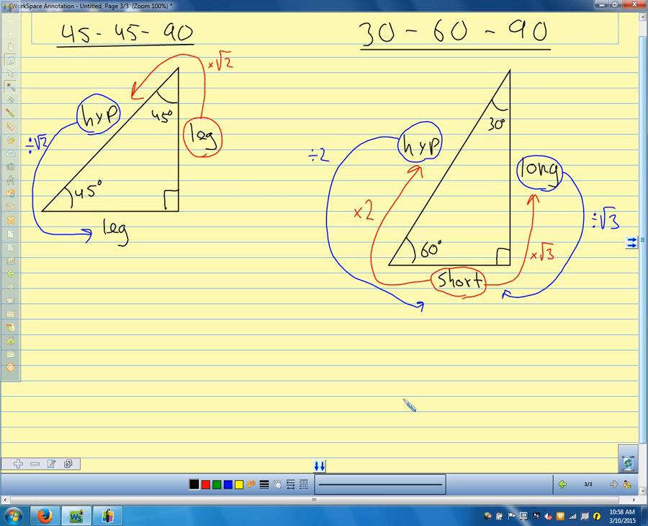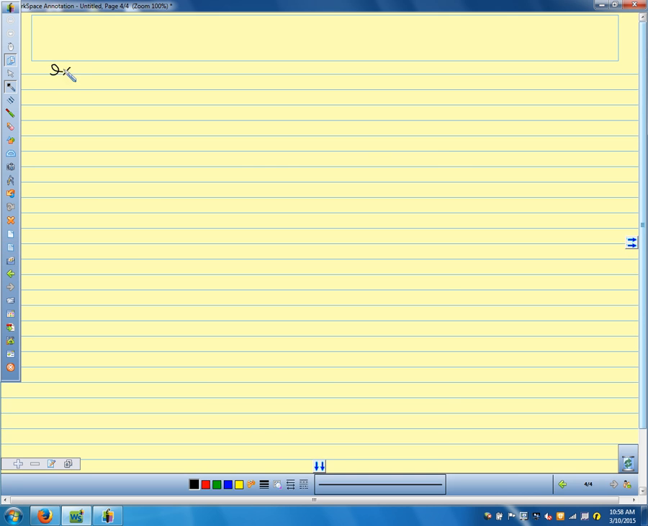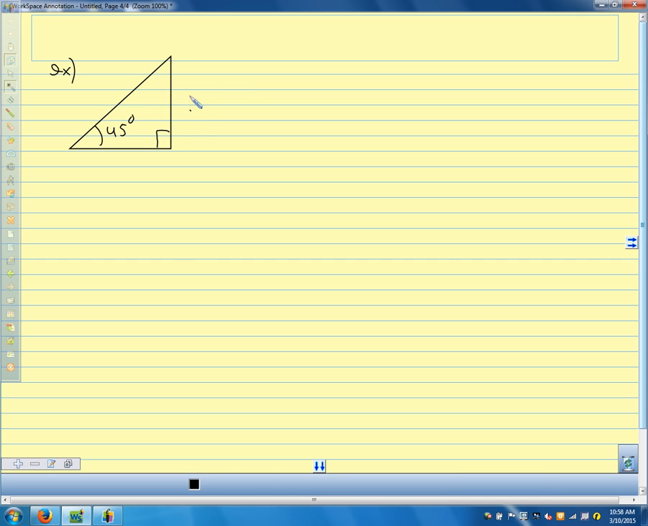So all I want to do next is just work on a few examples of working with these special right triangles. Questions there? Okay. Let's look at a few examples. We'll start with an easy one. And this problem says find x.